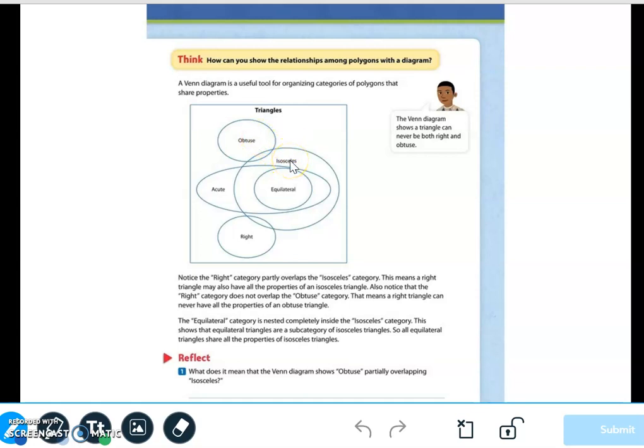We already know isosceles means we have two sides of our triangle that are the same length. Obtuse means we have an angle that is larger than 90 degrees. So let's think about it and solve our answer. Our Venn diagram is showing us that an isosceles triangle can also be an obtuse triangle, or an obtuse triangle can also be an isosceles triangle.